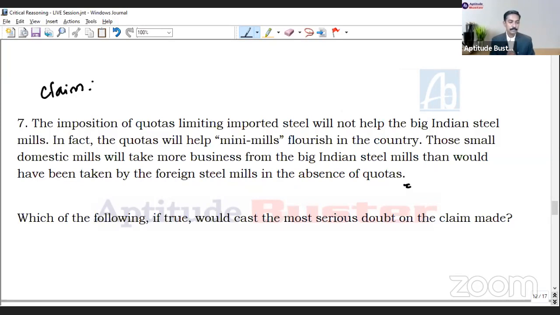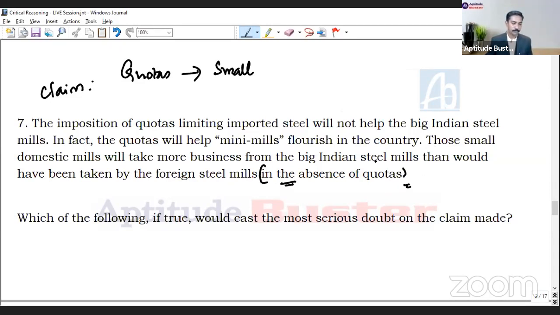There are 3 sentences. The first sentence talks about imposition of quotas. The second sentence says the impact of quotas. So it says that quotas will benefit small mills. Those domestic mills will take more business from the big Indian steel mills than would have been taken by the foreign steel mills in the absence of quotas. So the third sentence also connects to this idea. In the absence of the quotas, what would have happened? Now the quotas have been imposed, so what would happen?